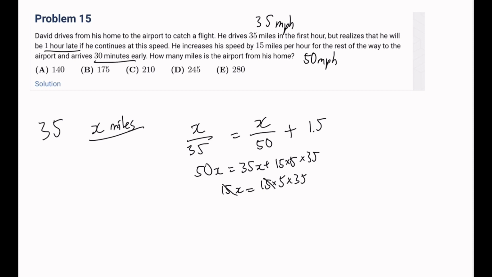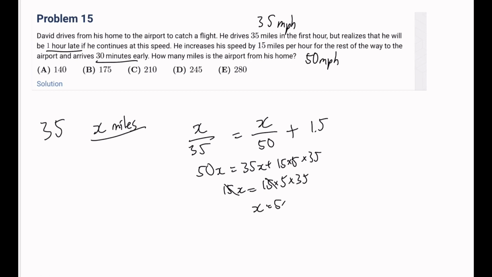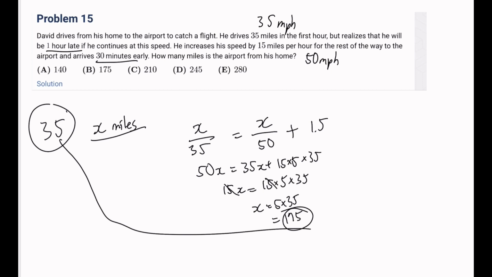So if the 15's cancel out, x equals 5 times 35. This is 175, and so 35, which was the distance that he first traveled, and then x is 175. So we have to add these together, right? So 35 plus 175 is 210. So the answer is 210 miles. The answer is C.